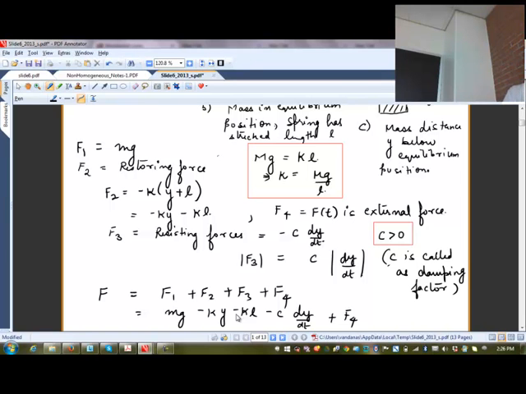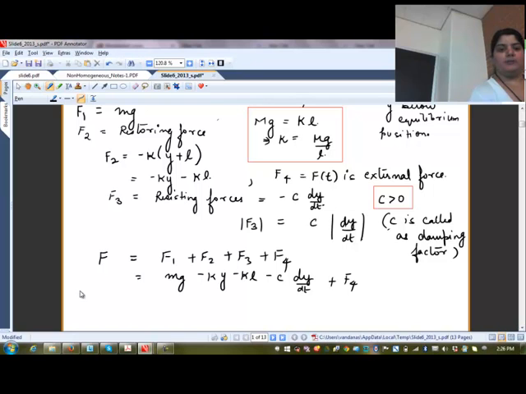So we are now applying Newton's law of motion to balance these forces. So what does it say? It says that mass times acceleration is equal to total force. Okay, so which law of Newton's is it? It's Newton's second law of motion.